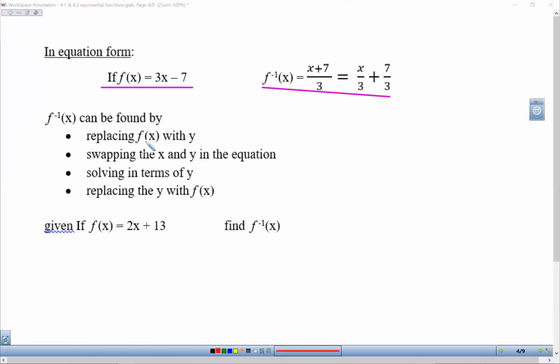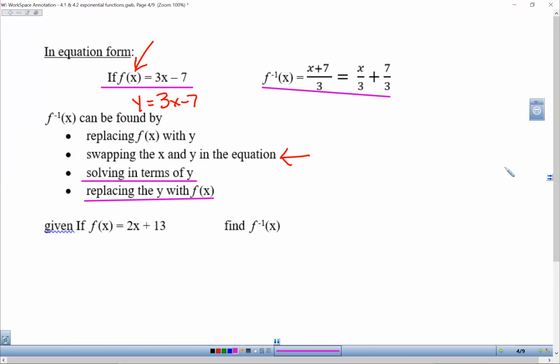So number one, we're going to replace f of x with y. So we're going to go from function form to equation form. And we're doing that because we need to swap the x and y in the equation. So we don't need an f of x, we really need a y to do this. So once we swap, we're going to solve in terms of y. And then we're going to put it back in function form by replacing the y with f of x.